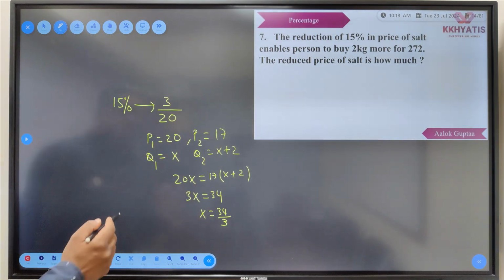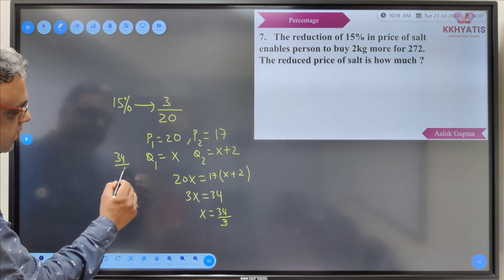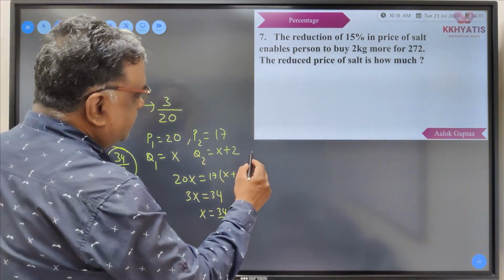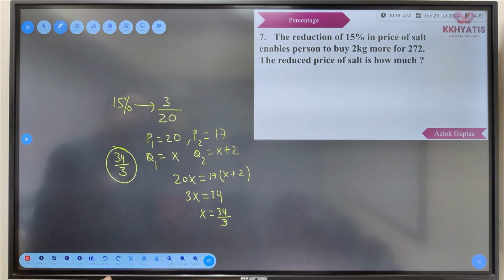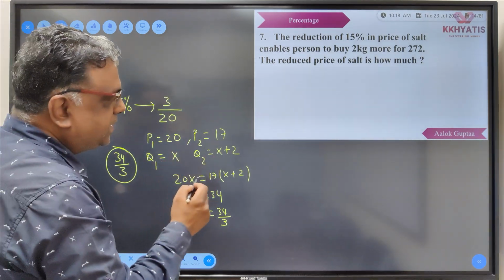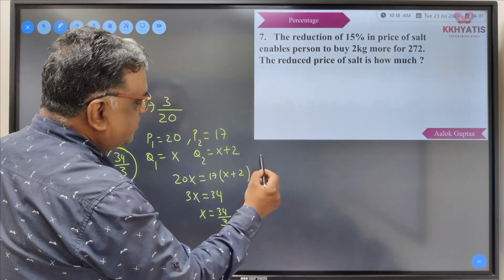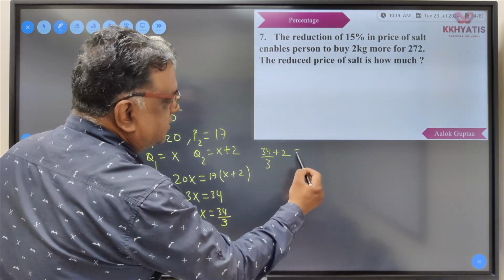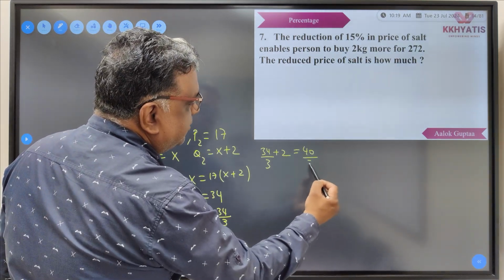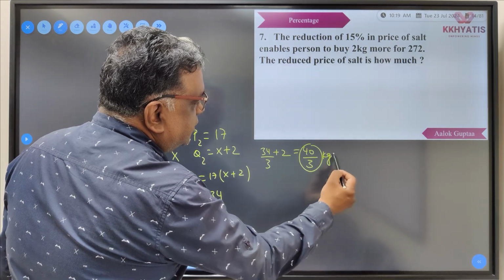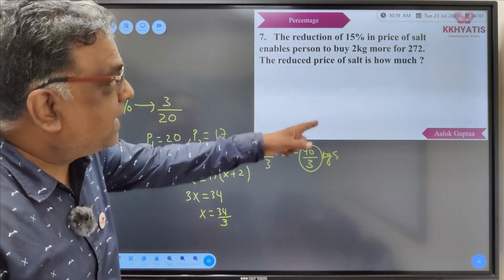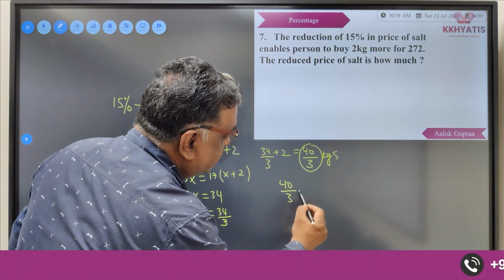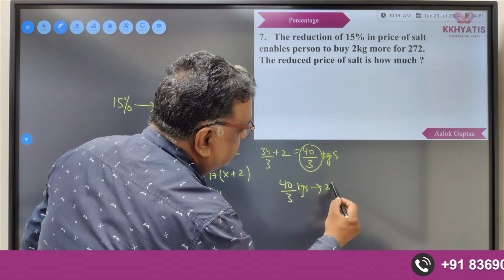Correct? Which means earlier he was able to buy 34 by 3. And now he's able to buy, so the reduced price of the salt is how much? So I've been asked the reduced price. So here he must be able to buy how much? 34 by 3 plus 2, that is 40 by 3. So he's able to buy 40 by 3 kgs here. So for 40 by 3 kgs, he's buying at how much? 272. So he's buying 40 by 3 kgs at 272.